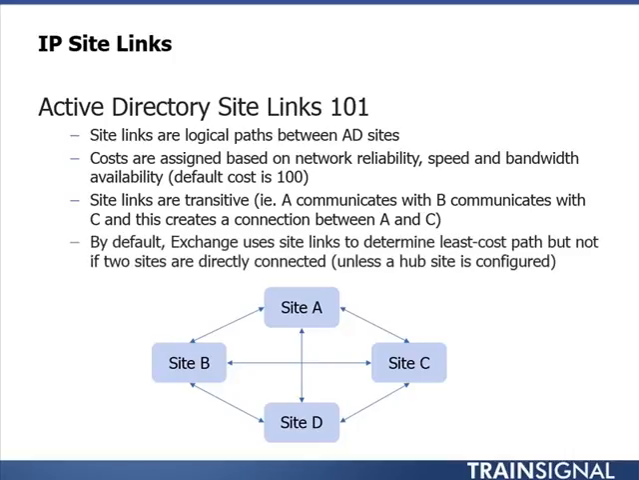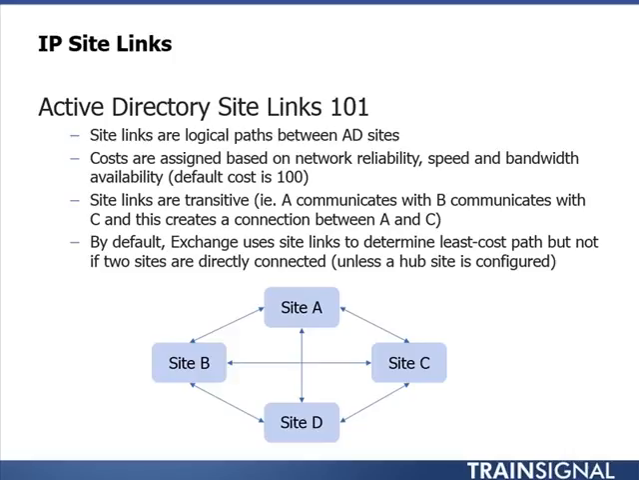Now, by default, Exchange uses site links to determine the least cost path, but not if two sites are directly connected. If two sites are connected, that's the least cost path. If Site A is able to directly connect with Site C from a physical perspective, then it's just going to transfer information back and forth with Site C. If it could not communicate directly with Site C and had to go through another site, that's where the least cost path comes into play, and where the costs associated with site links come into play. So it's important to note that Exchange uses site links only when determining that least cost path.